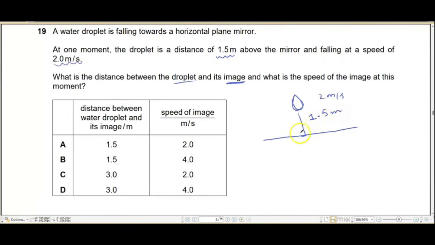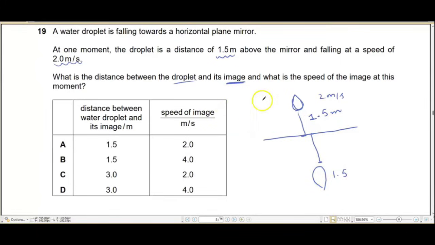As we already know from the properties of plane mirror that the image distance from the mirror is the same as the object distance from the mirror. So if this droplet is 1.5 meters away from the mirror, then its image would also be 1.5 meters away from the mirror.